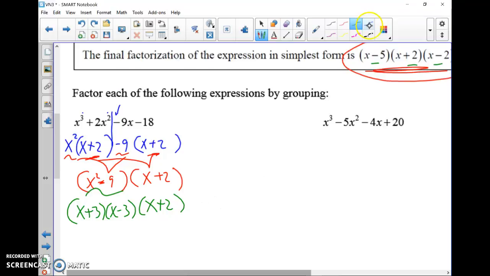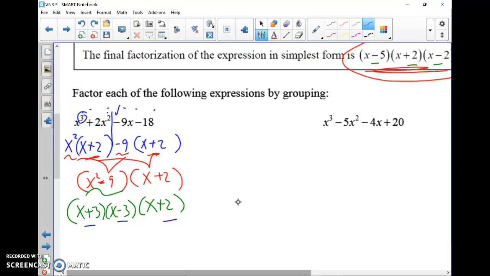Now, whatever your highest exponent is in the problem, in this case, the highest exponent in the original problem is 3, that means at most you can have 3 factors. You cannot have more factors than your highest exponent. So if your highest exponent is 3, you can't have 4 parenthesis sets. Okay, just keep that in mind.